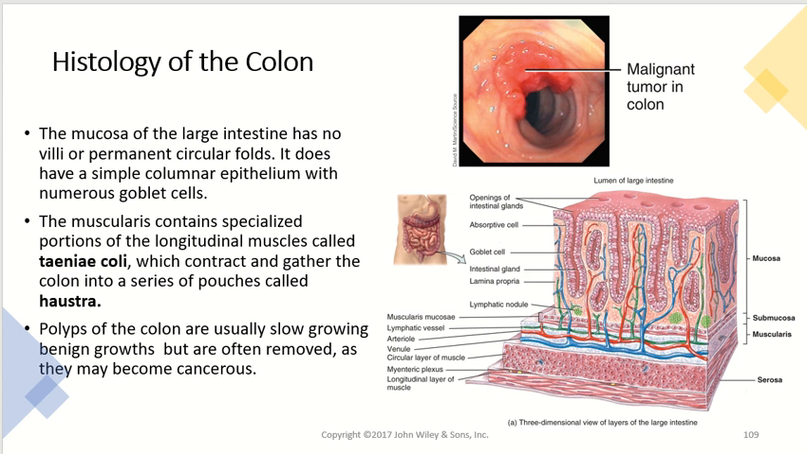The muscularis is going to contain specialized portions of the longitudinal muscles called the taeniae coli, and these are going to contract, and they're going to gather the colon into a series of pouches that are called haustra. So polyps of the colon are going to be slow-growing, benign growths, and these are often going to be removed, as they can sometimes become cancerous. So this is why it's so important to get your colonoscopy after you get to a certain age, to check for these polyps.